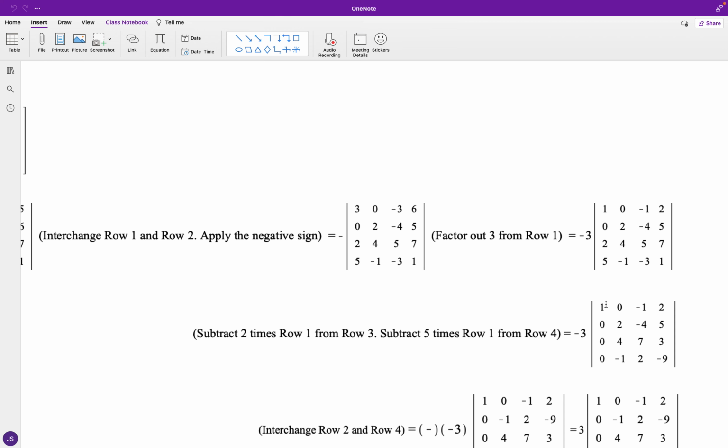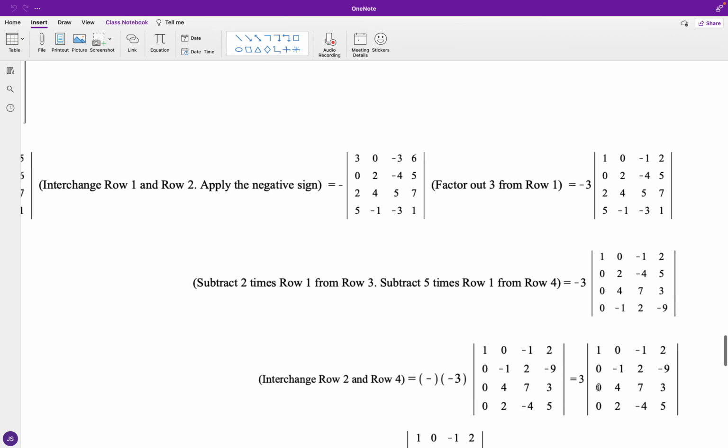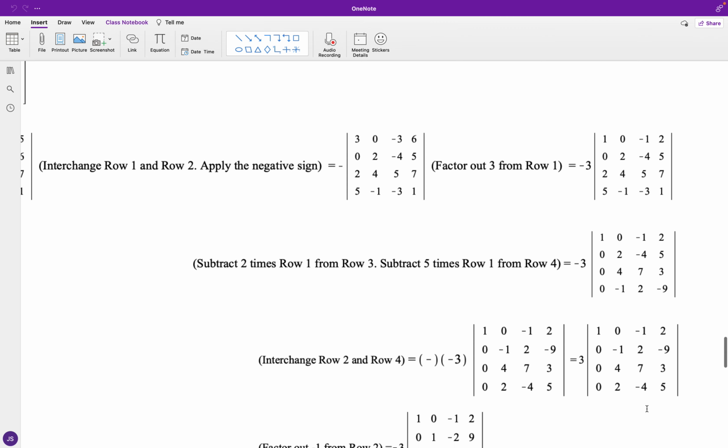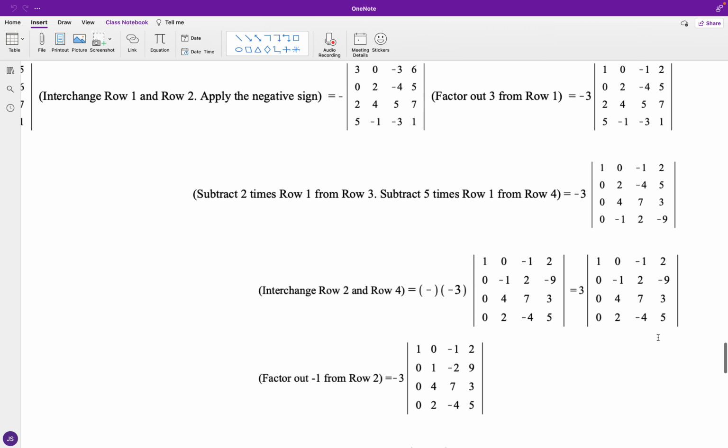So here I have the first column with 1 and only zeros underneath. Now, for another interchange, I can interchange row 2 and row 4, and with the interchange we have another application of a negative sign. So in this case, the second row has 0, negative 1, 2, negative 9, and the last row I have 0, 2, negative 4, and 5. Notice I have a negative of negative 3, so this will be a positive 3. I'm going to be using this determinant layout leading up to the next steps. So what I'm going to do here is factor out negative 1 from the second row.